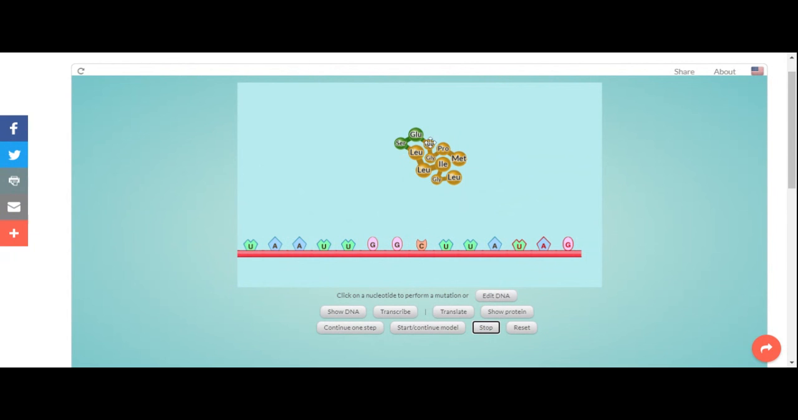So now we have this chain of amino acids called a polypeptide chain, because those bonds right here, these little connector points, are representing peptide bonds.